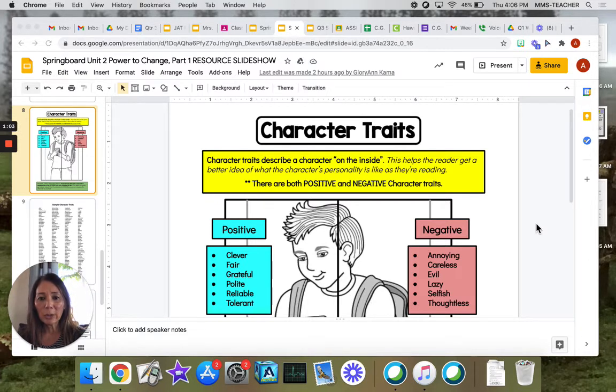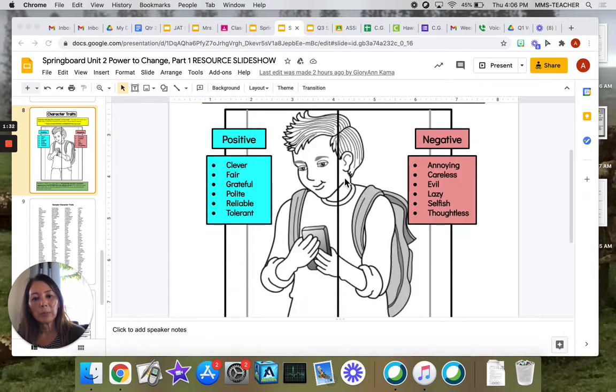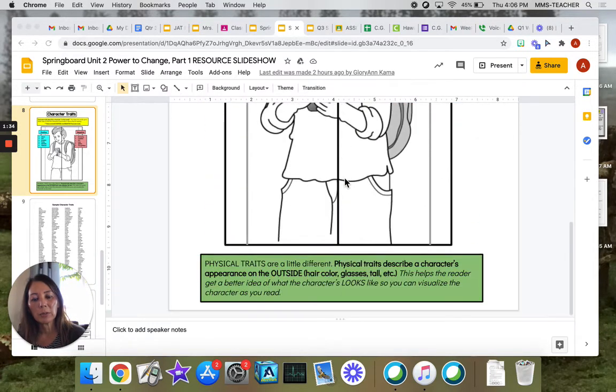describe a character on the inside. This helps the reader get a better idea of what the character's personality is like as they're reading. And character traits could be both positive and negative. And that's what you see right there. But for now, just write what's in yellow underneath your character traits, or if you have room on top. Okay?